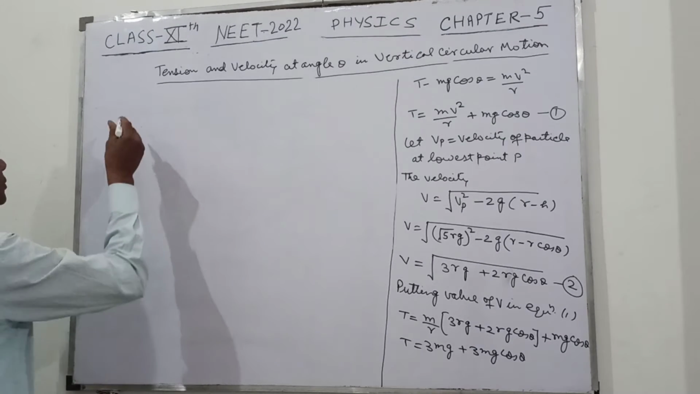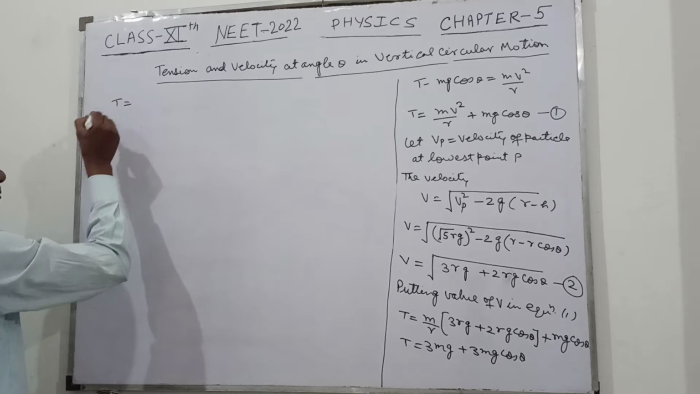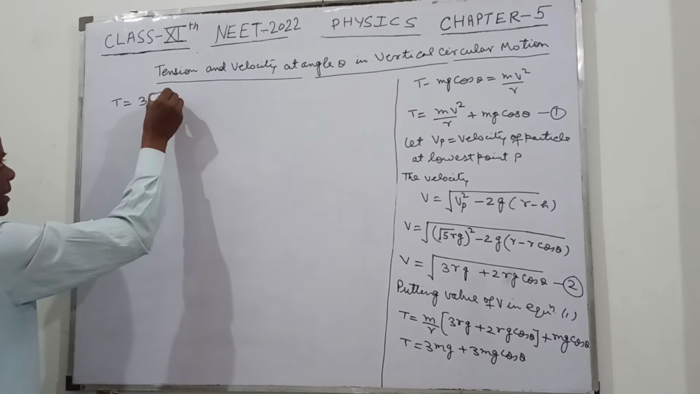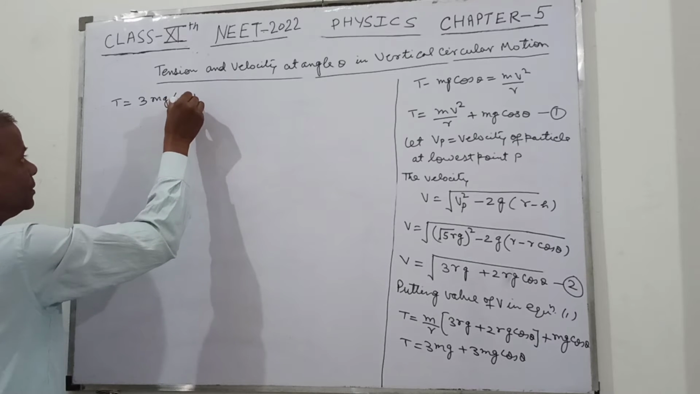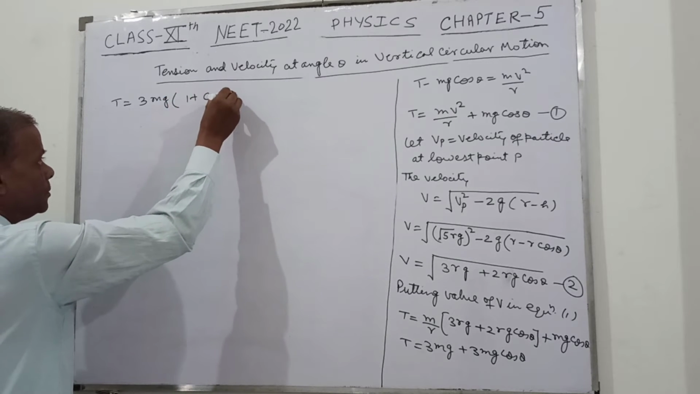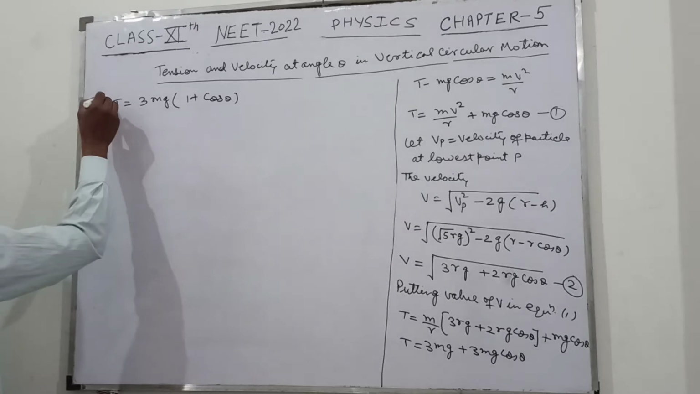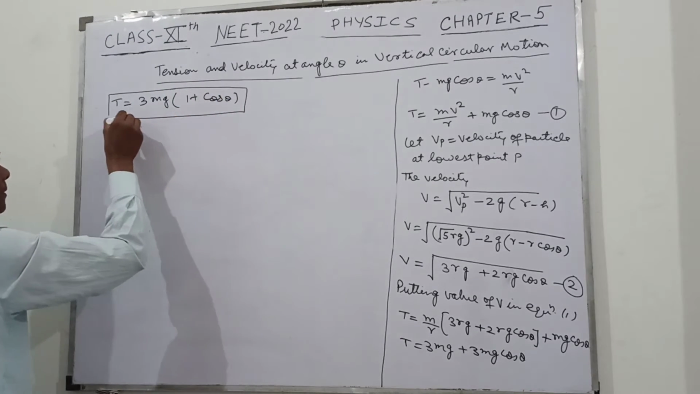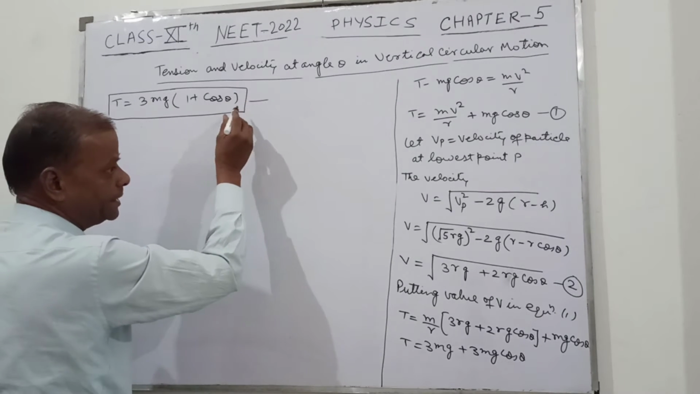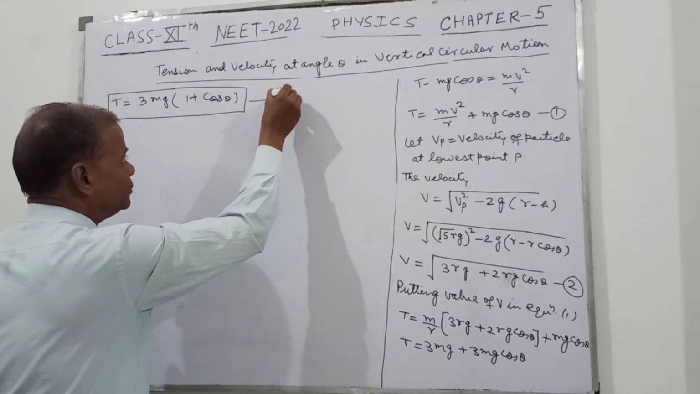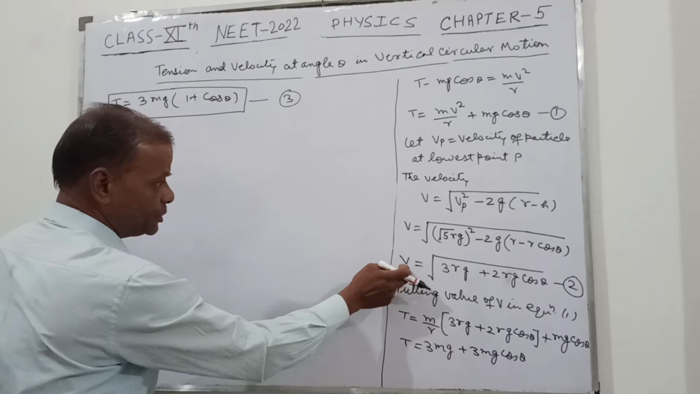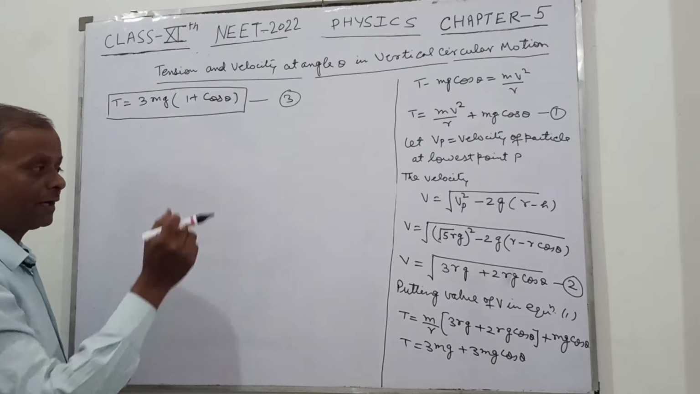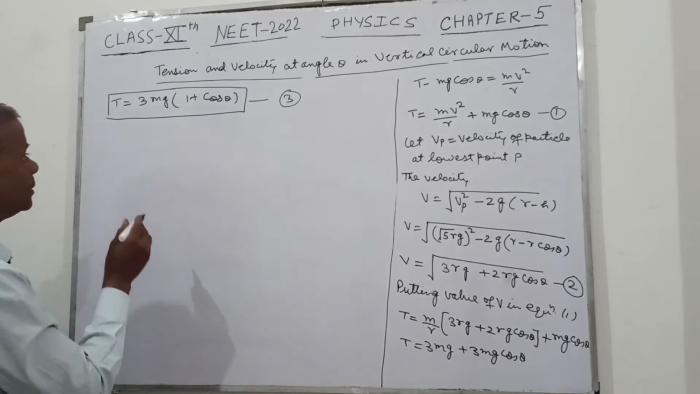So now T is equal to, this is now your 3, and you take common, this is now 1 plus cos theta. So this is the tension that will give you at any angle theta. This is now equation number 3, and this equation number 2 will give you the velocity of the particle at any point.